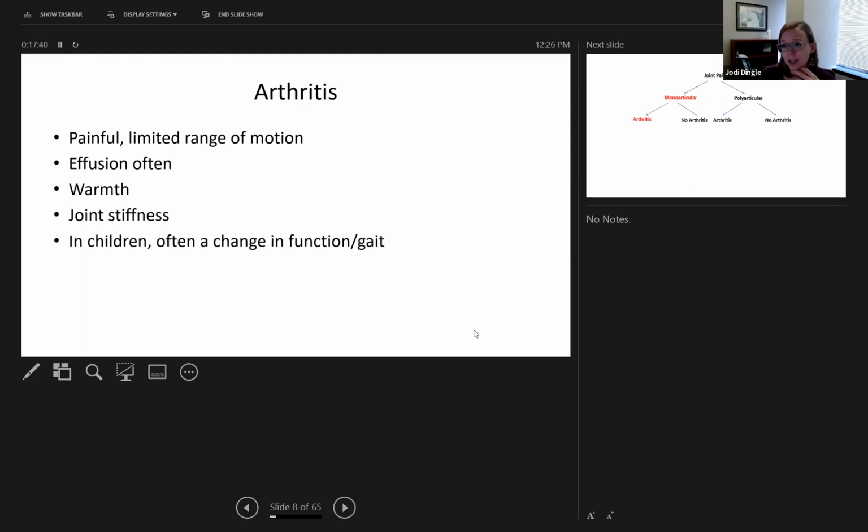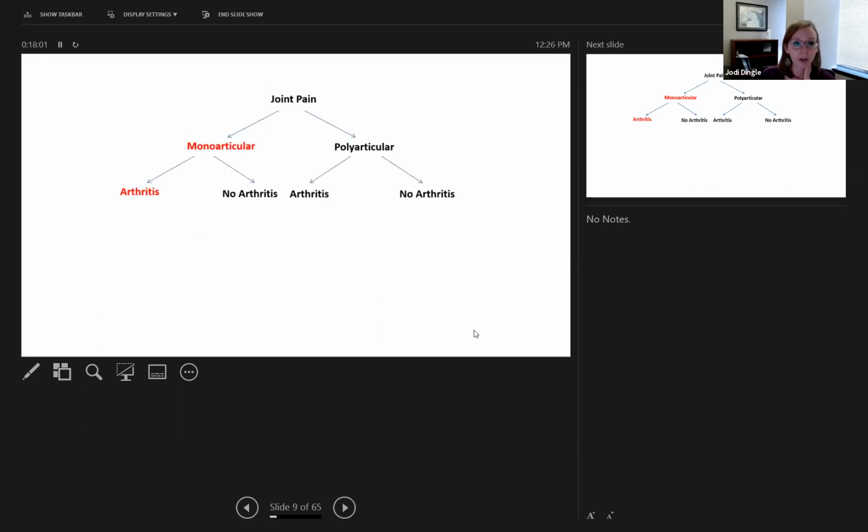And the other thing in kids with arthritis, before they even really complain of pain, sometimes parents will just notice a change in the way that they're behaving. So a change in the way they're using their joints or a change in their gait. So I ask about those things as well. And y'all feel free to pop in with questions too.